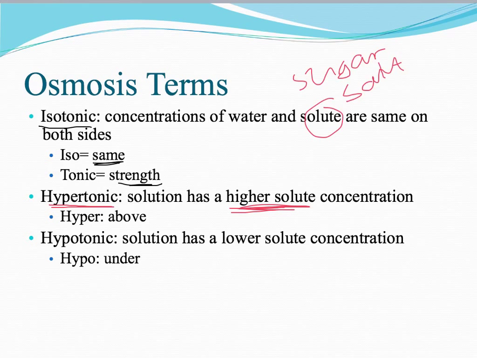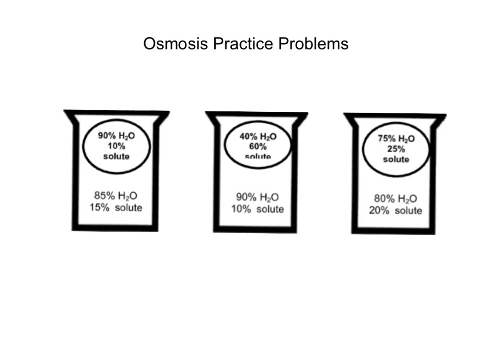Hyper, think hyperactive. Hyper means above, just like hyperactive means above active. So hypotonic is actually the opposite of hypertonic. It's a solution that has a lower solute concentration. Hypo means under.